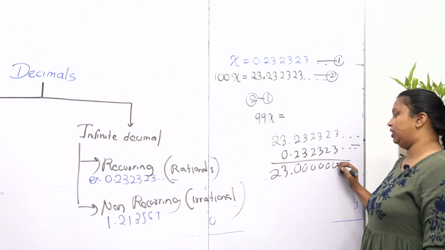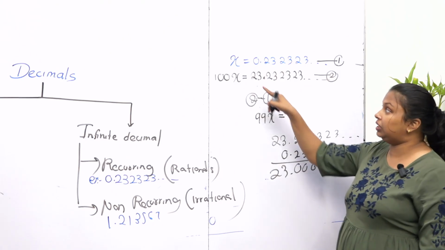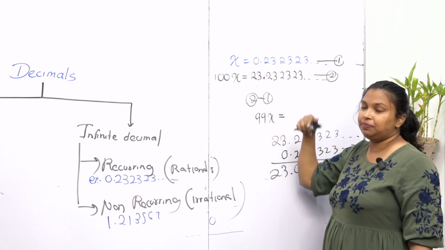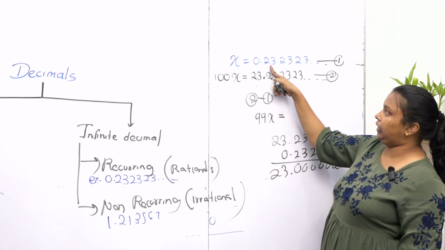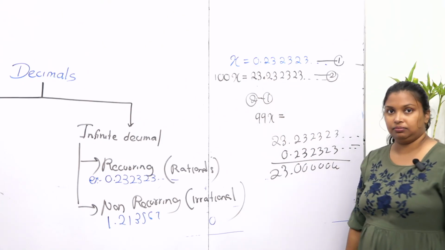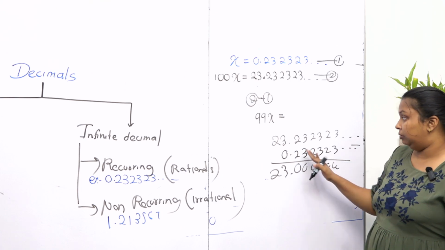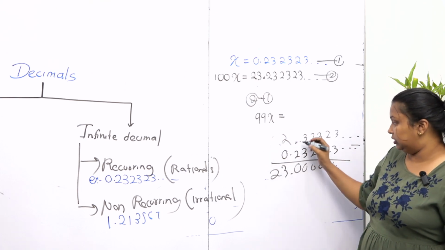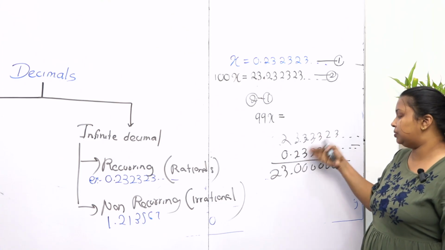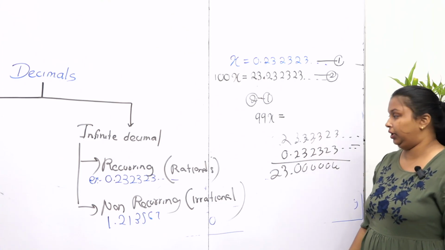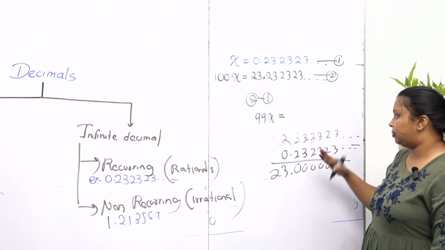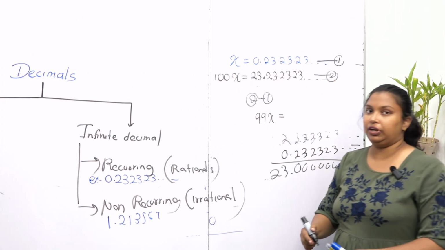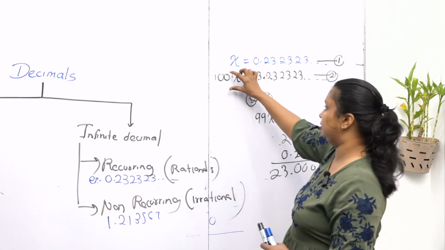So that is why we multiply by 100, so that the recurring part moves past the decimal point. If I multiply by 10, it will skip only one place here, and that is difficult to subtract. So we multiply so that the recurring parts line up and cancel when we subtract.